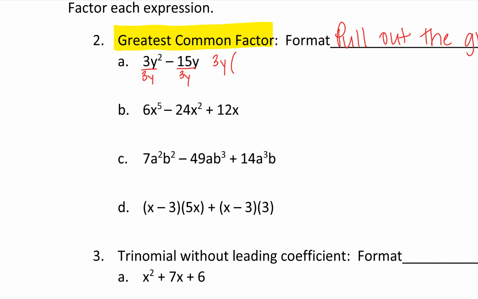And now I'm actually going to do my division. 3 divided by 3 is just 1. Y squared divided by a y is just y. Negative 15y divided by a 3y is going to give me a minus 5. So my final answer for factoring is 3y times y minus 5.